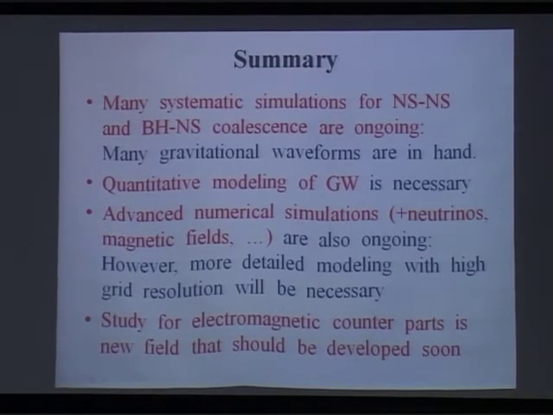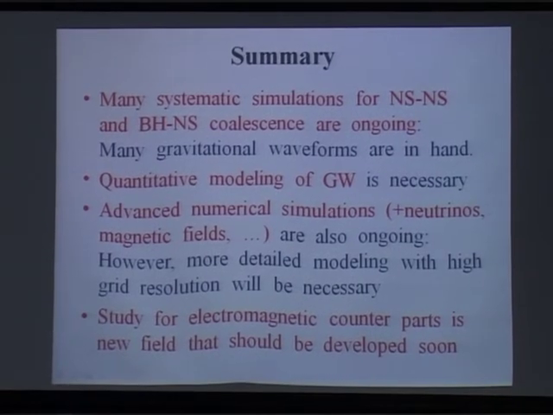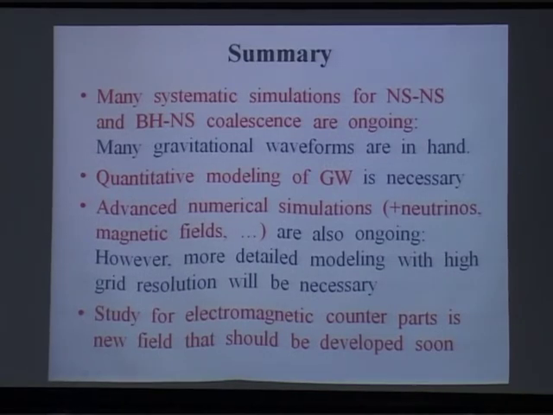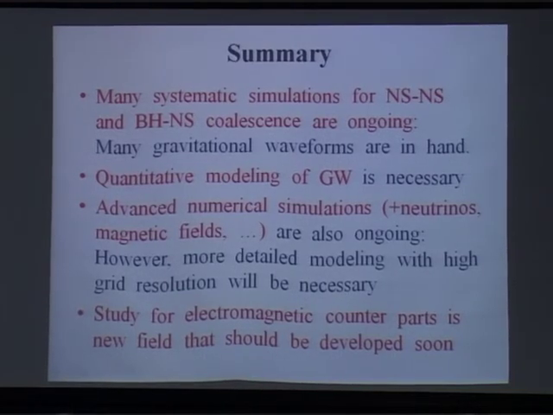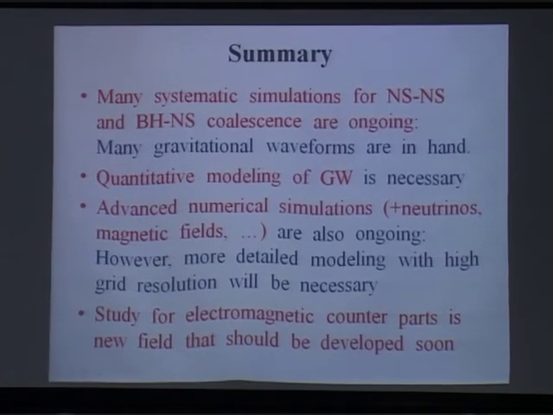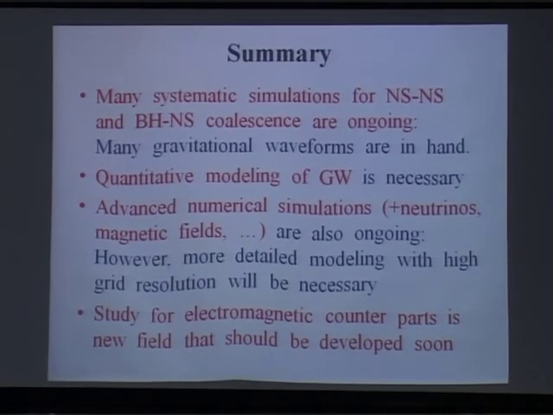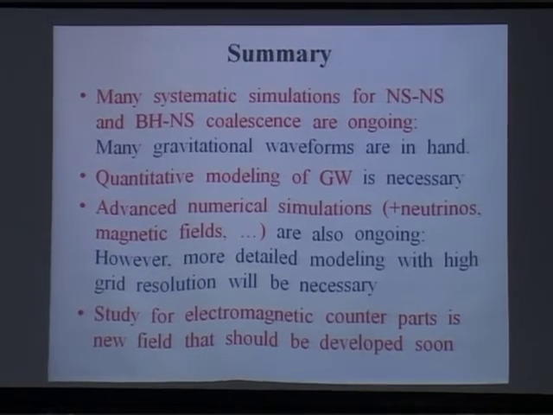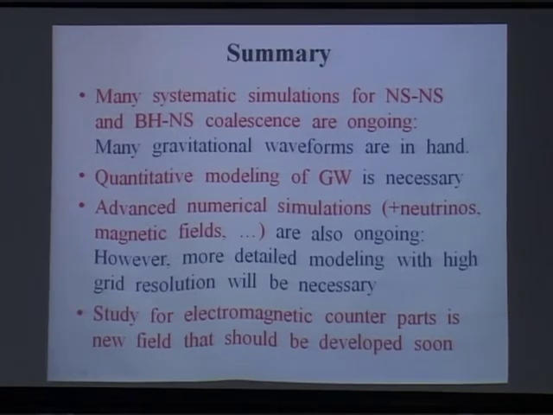So I don't think so. The reason is that just before the merger, the orbital period is about 2 milliseconds. So it's very large. This means that if the spin period of a neutron star is larger than 2 milliseconds, the effect of spin is not very important. Of course, if the spin period is 1 millisecond or 2 milliseconds, it will be very important. But I think it's not very realistic. Such a rapidly spinning neutron star is not very realistic.